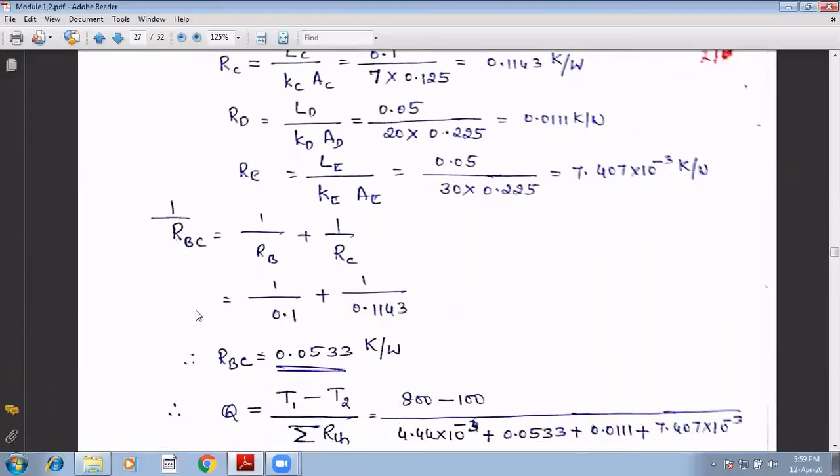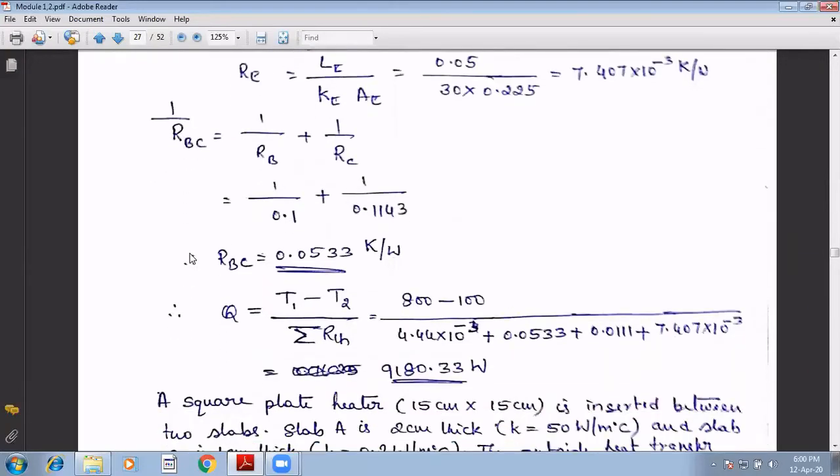Now here we need to calculate the equivalent resistance of B and C, that is 1 upon RB and 1 upon RC. If you calculate, the equivalent resistance is 0.0533. This will be in series with A, D as well as E. This is RA, RD and RE. The change in temperature is 700. If you divide 700 by the total resistance, you will get 9.18 kilowatt.